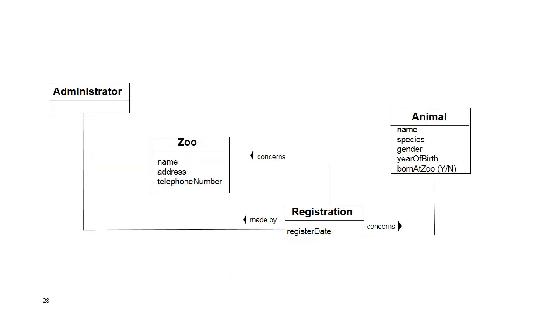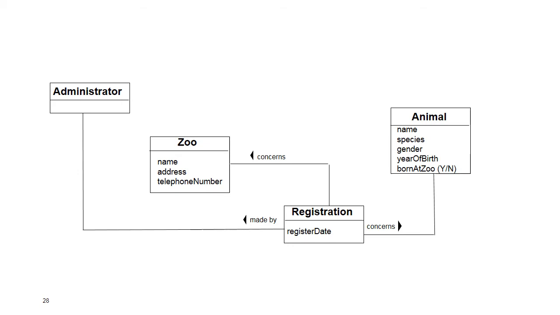We will continue discussing multiplicity, but now we take a larger part of the diagram model so far. We have now 4 classes. We have the registration class, the zoo class, the administrative class, and the animal class. And the registration in this case is like a spider in the middle, with associations from the registration class to the 3 other classes.